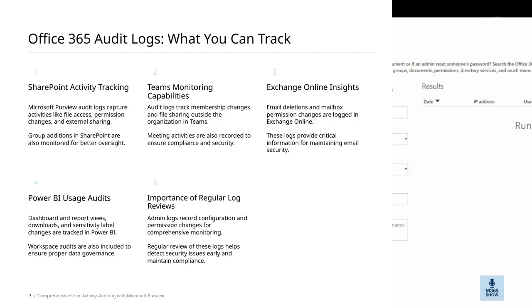Moving on to Power BI, it tracks various activities such as dashboard and report views, downloads, and even changes to sensitivity labels. Additionally, workspace audits are included, which helps us ensure proper data governance and prevent any unauthorized data handling. In Exchange Online, email deletions and mailbox permission changes are logged. These logs are vital for maintaining email security because they help us detect suspicious activity or unauthorized access quickly.